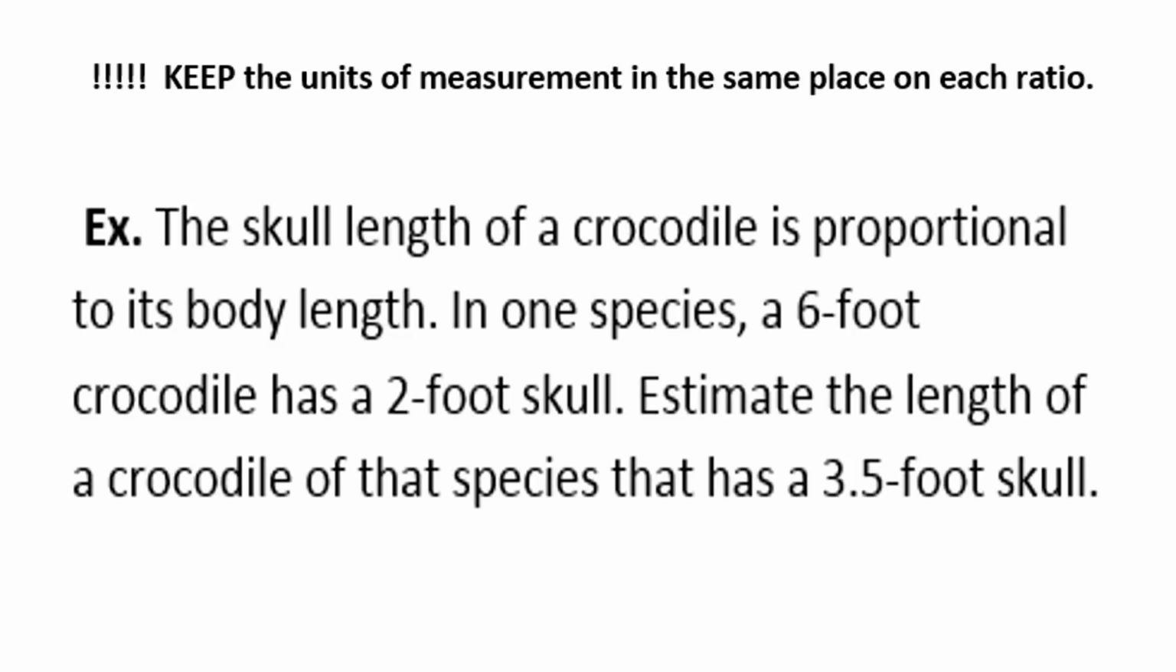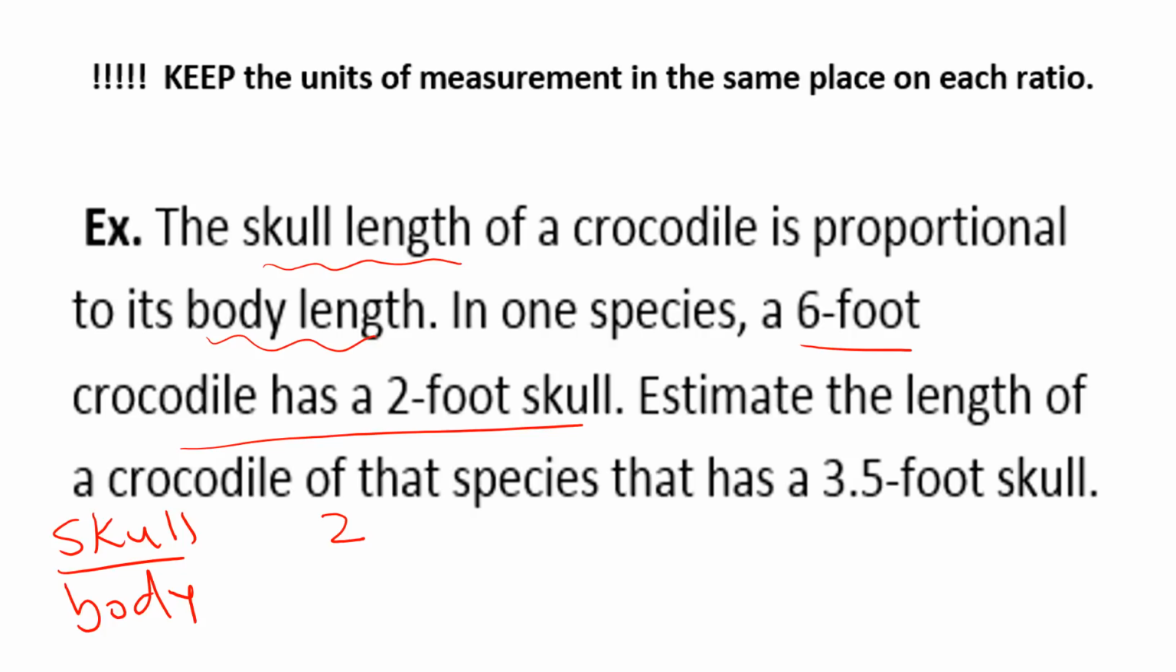So the next example, the skull length of a crocodile is proportional to its body length. In one species, a 6-foot crocodile has a 2-foot skull. Estimate the length of a crocodile of that species that has a 3.5-foot skull. So we have skull length is proportional to the body length. So let's put skull as our numerator, body as our denominator. So for the first one, we have a 6-foot crocodile with a 2-foot skull. 2-foot skull over 6-foot crocodile equals, estimate the length of the crocodile. We don't know the body length, but we know that the skull is 3.5.